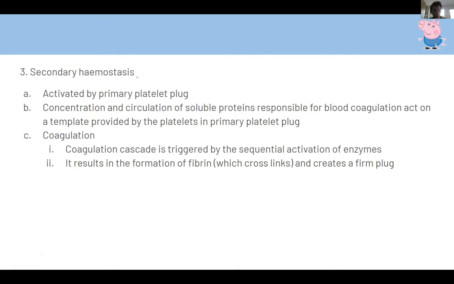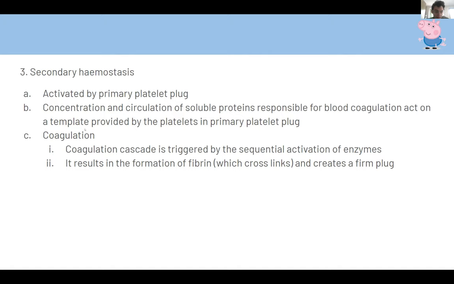Step three, secondary hemostasis. Once the primary platelet plug has been activated, it's going to activate secondary hemostasis. This is when the concentration and circulation of soluble proteins responsible for blood coagulation act on a template provided by platelets in the primary platelet plug. So you have a primary platelet plug, but now you want fibrinogen-fibrin interconnections to make it more stable. That's going to be done by soluble proteins in the mechanism we'll discuss shortly, and that mechanism is coagulation.